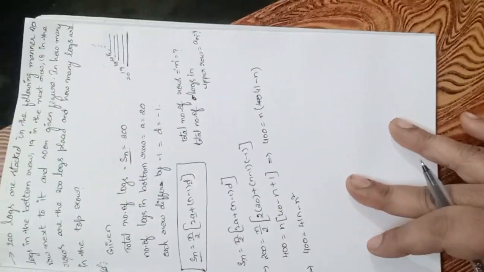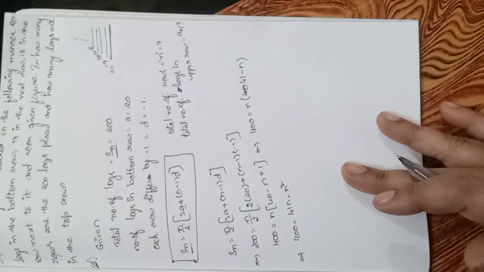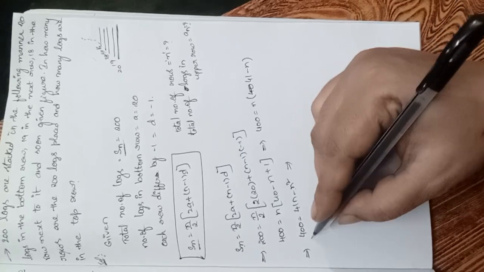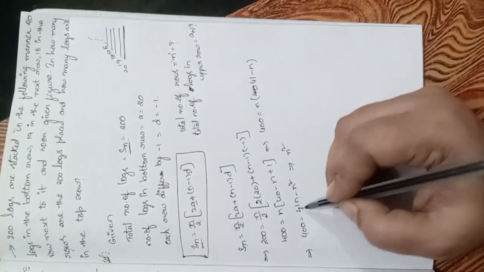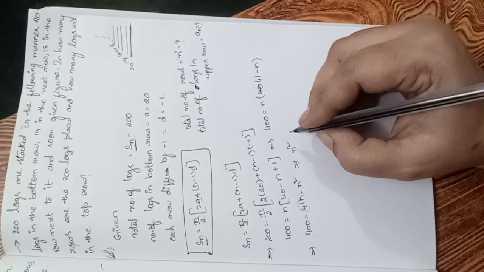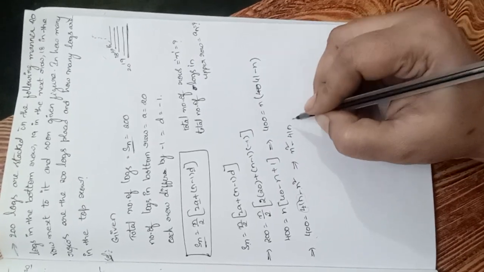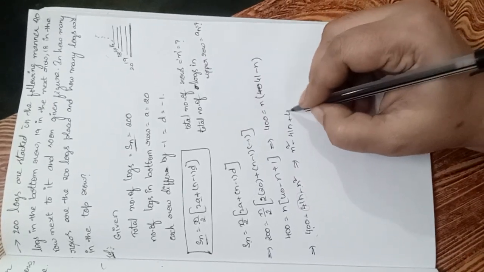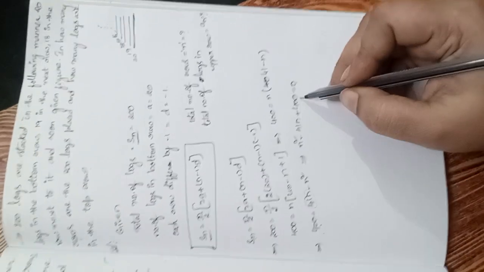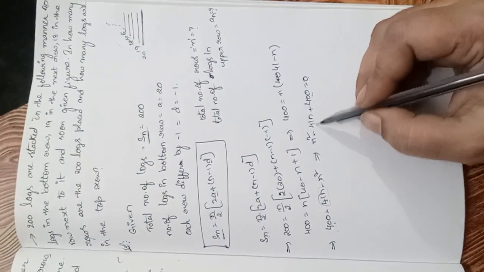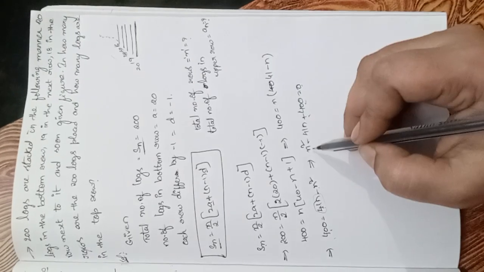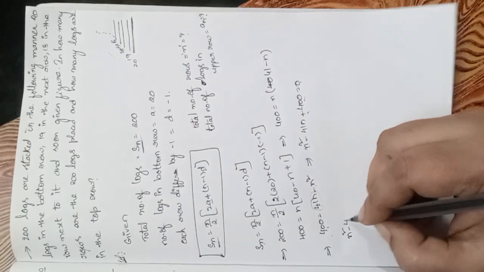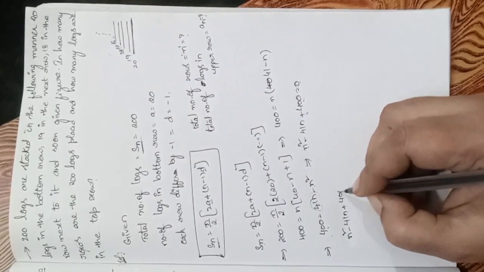Now shuffling both LHS and RHS, we will get a quadratic equation, right? n square this side, if it comes, it becomes positive. This term comes to the other side, it becomes negative, minus 41n, and here only it is there, so no change of sign. You will get plus 400 equals 0. Now this is a quadratic equation. We have to find the roots for this quadratic equation, then we will get the value for n. So let us take n square minus 41n plus 400 equals 0.